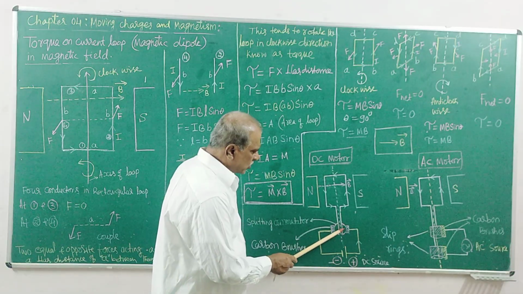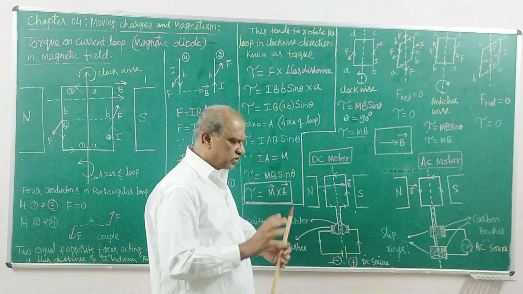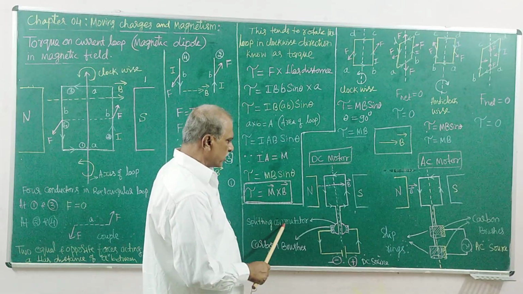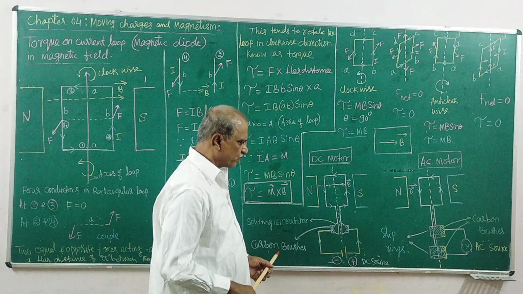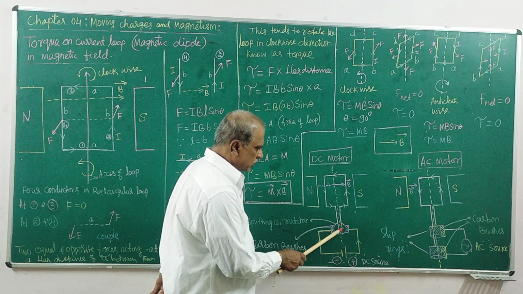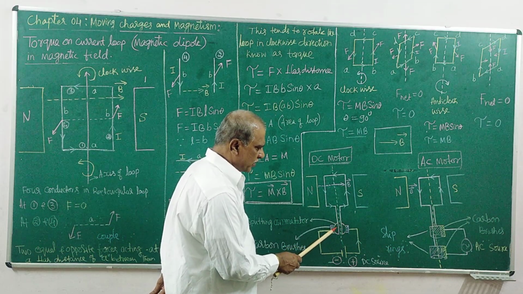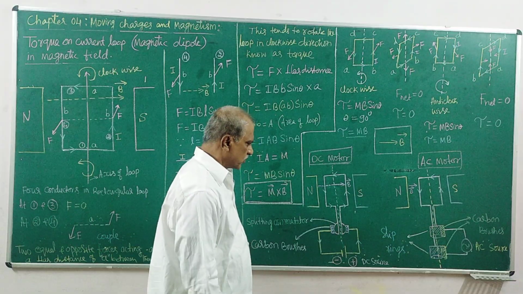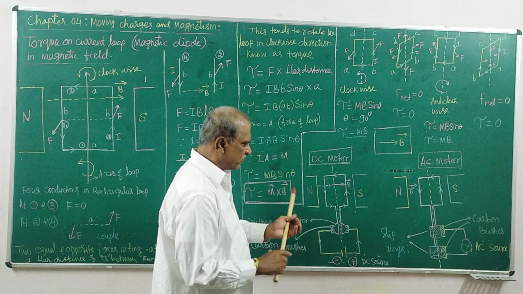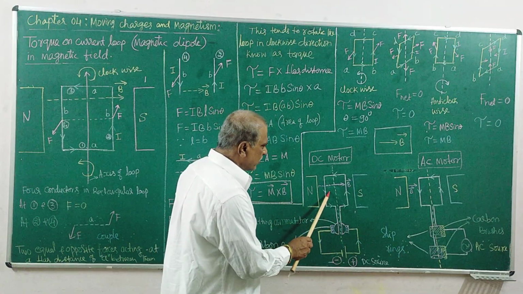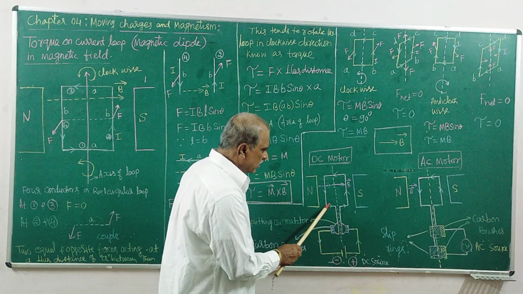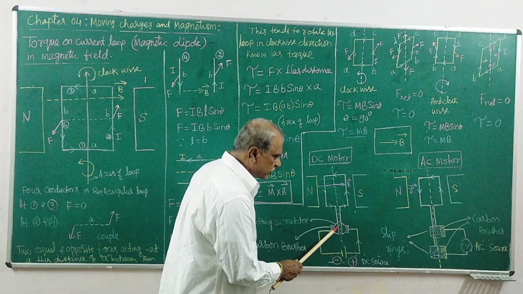This carbon brush is connected to what? That is a spherical shape, called a split-ring commutator. It is split in between so that the two halves do not touch each other, and it is always both halves together forming a sphere. This end of the loop is connected to this commutator, and this end is connected to the other half.